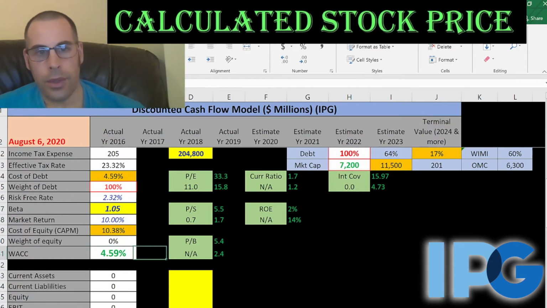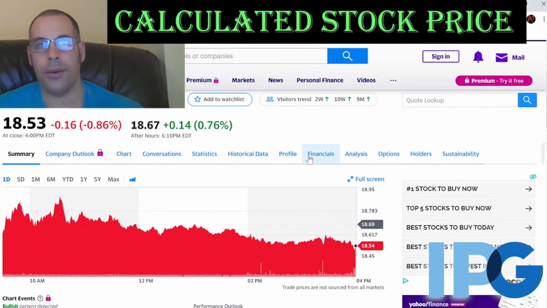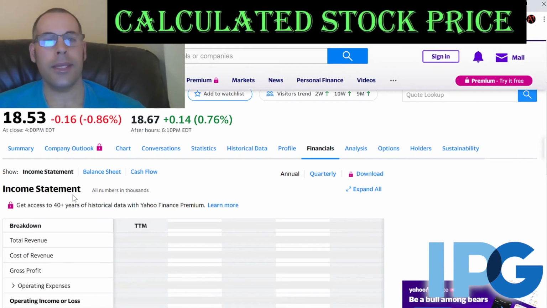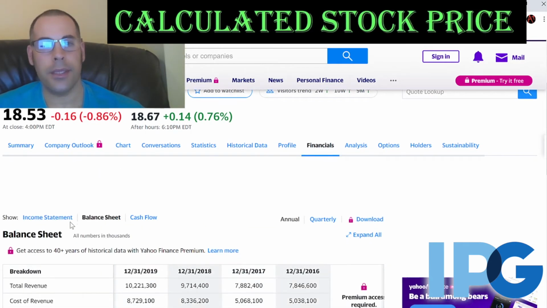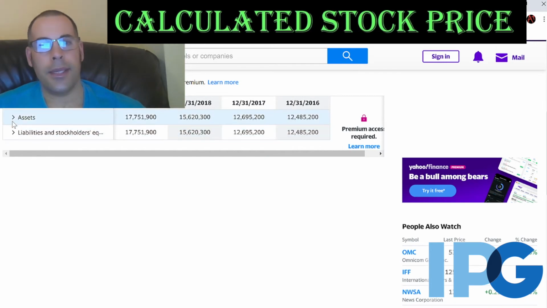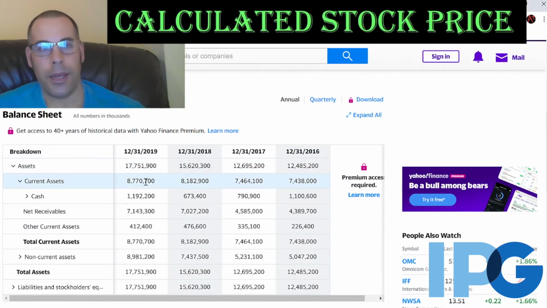Let's go to their balance sheet to get their current assets. We need the current assets to calculate the current ratio later. And current assets are assets that can be liquidated into cash within 12 months. So they're the assets that you use to run your day-to-day business. And that's $8.8 billion.